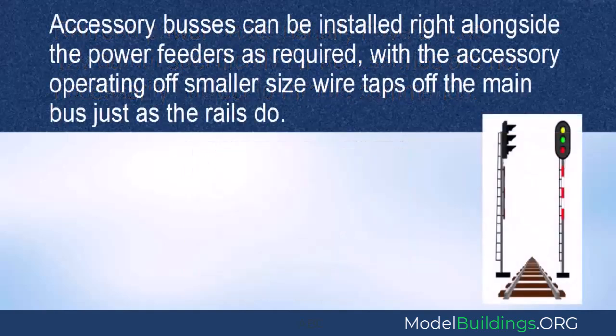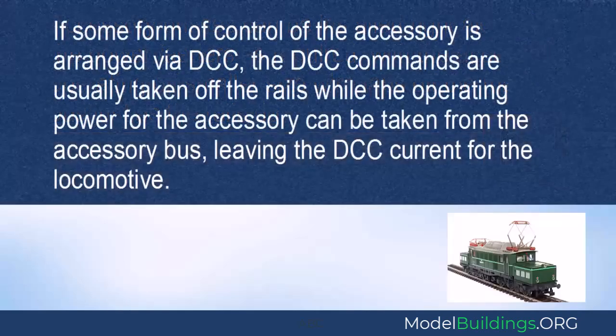Accessory buses can be installed right alongside the power feeders as required, with the accessory operating off smaller size wire taps off the main bus just as rails do. If some form of control of the accessory is arranged via DCC, the DCC commands are usually taken off the rails while the operating power for the accessory can be taken from the accessory bus, leaving the DCC current for the locomotive.